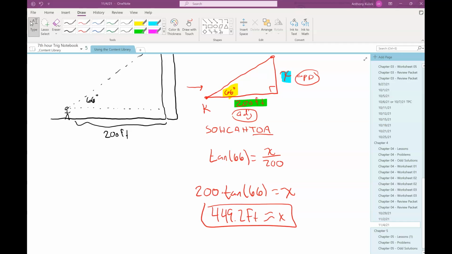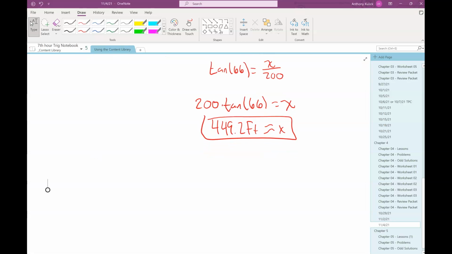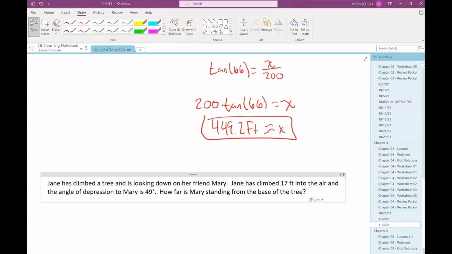Let's do another. So this says, Jane has climbed a tree and is looking down on her friend Mary. Jane has climbed 17 feet in the air, and the angle of depression to Mary is 49 degrees. How far is Mary standing from the base of the tree? So let's start by drawing our picture.